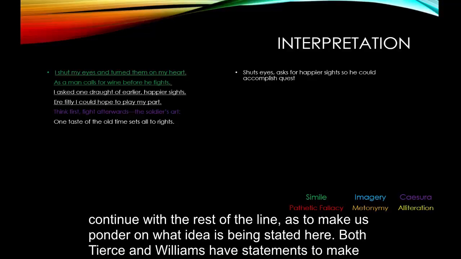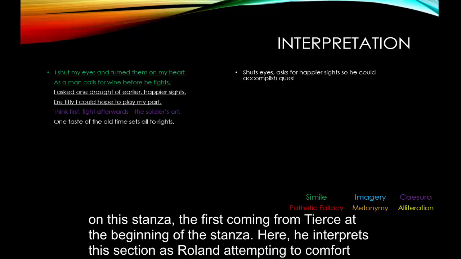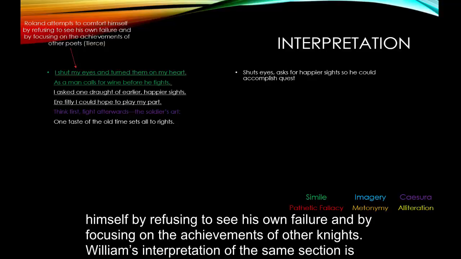Both Tierce and Williams have statements to make on the stanza, the first coming from Tierce at the beginning of the stanza. Here, he interprets this section as Roland attempting to comfort himself by refusing to see his own failure and by focusing on the achievements of other knights.